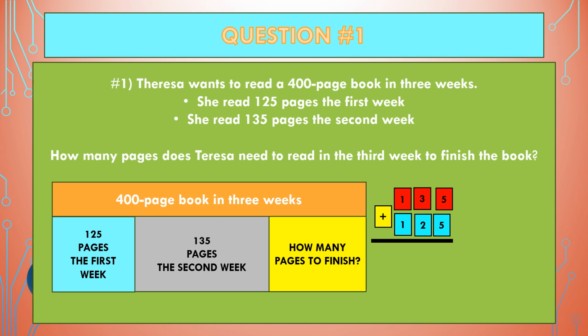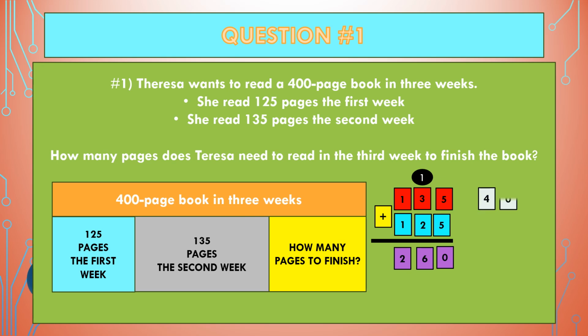And as always, we start with our ones place. 5 plus 5 is 10. I write my 0 in my ones place, and I carry my 1 over my tens place. 1 plus 3 is 4, plus 2 more is 6. And 1 plus 1 is 2. So, in the first part of the problem, you should have 260.